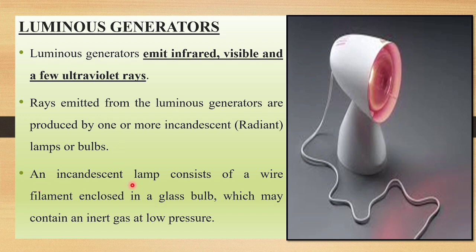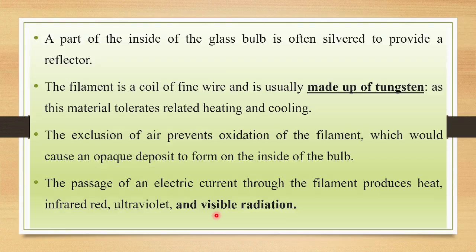An incandescent lamp consists of a wire filament enclosed in a glass bulb which may contain an inert gas at low pressure. A part of the inside of the glass bulb is often silvered to provide a reflector. The filament is a coil of fine wire and is usually made up of tungsten. Why tungsten? Because this material can tolerate rapid heating and cooling. That's the reason why this filament is usually made up of tungsten.